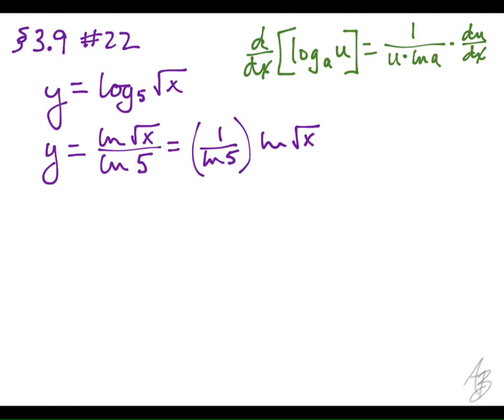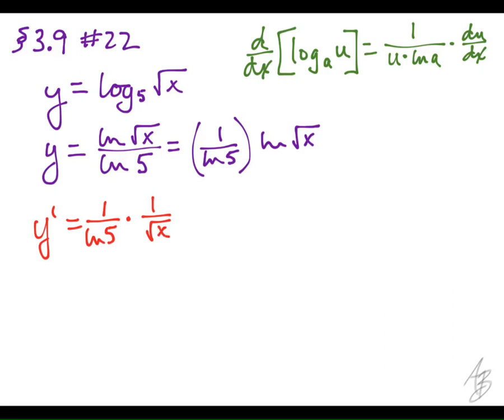Okay, now, the derivative of that, I'm going to use y prime here. Y prime is the derivative of y, or we could write dy dx, is going to equal 1 over the natural log of 5 times the derivative of the natural log of the square root of x. What's the derivative of the natural log function? 1 over u times du dx. So in this case, 1 over the square root of x.